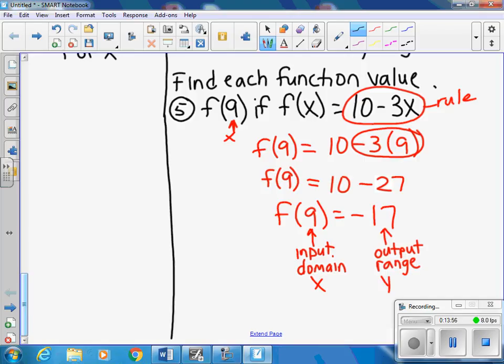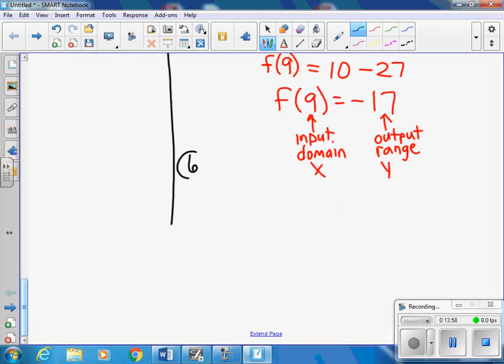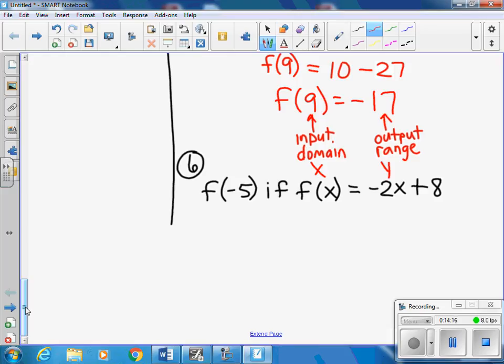All right, so let's take a look at another one from here. Find f of -5 if f of x equals -2x plus 8. It'll always be set up like this. So once you get used to the routine of what you're doing, it's no different. All right, so the -5 is your x value. We're going to plug it in over here on the side where the rule is for the x. So f of -5 equals -2 times -5 plus 8.